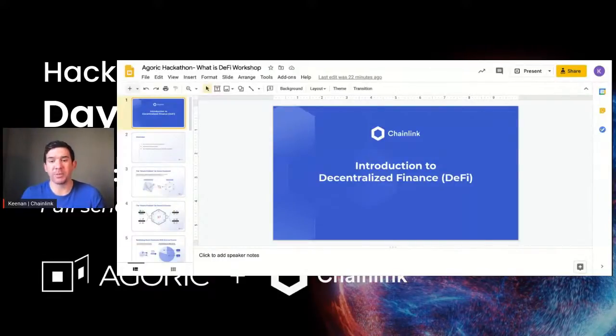The goal of this presentation is to really introduce JavaScript developers to what this world of decentralized finance is, and why it is so exciting. Why am I so excited about this future of finance?